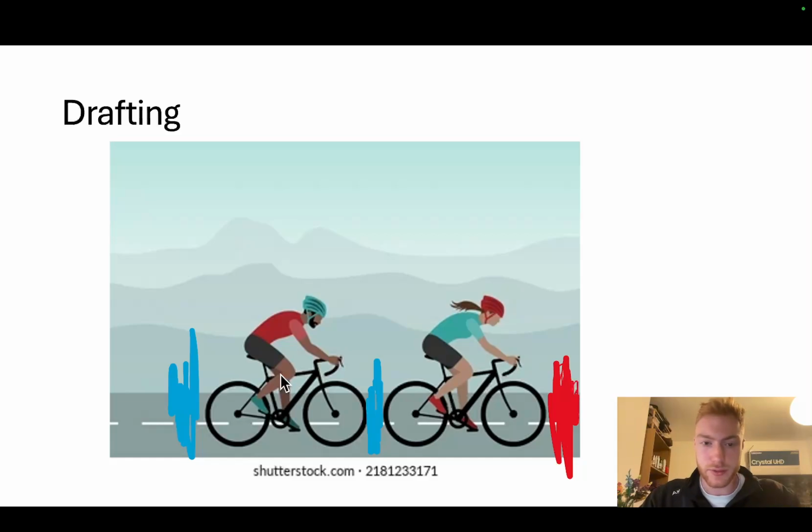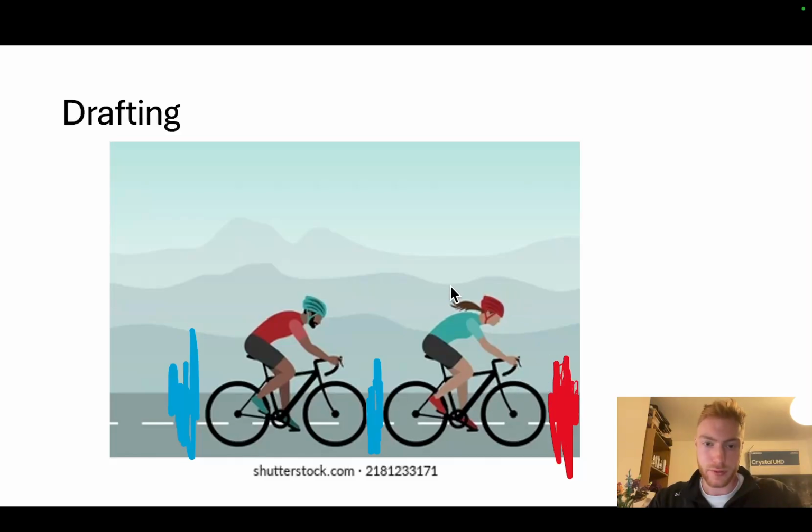So let's talk about drafting. So you've got two bicycles here. They're moving in obviously this direction. So you've got really high pressure here because this is the first person to hit the air. Then, as I said, behind the person you get this low pressure, as I've explained. And then again, you've got low pressure at the end of the pace line. So you can see the pressure difference between these two is quite high. Between this person is quite high.